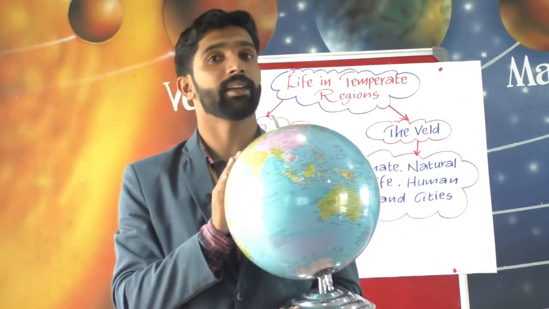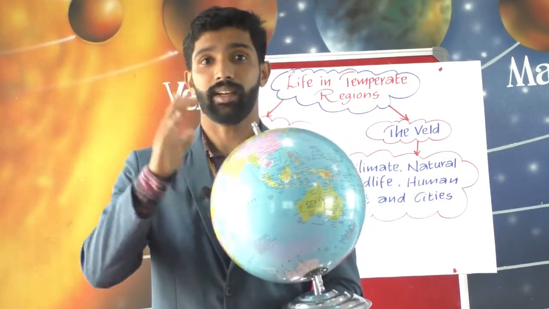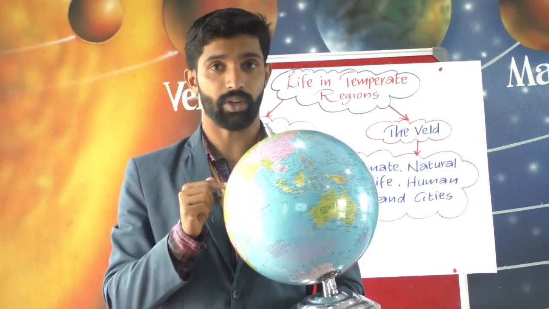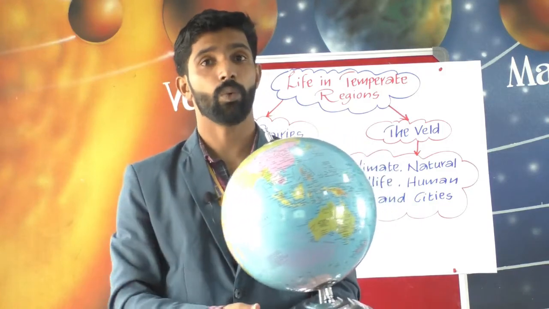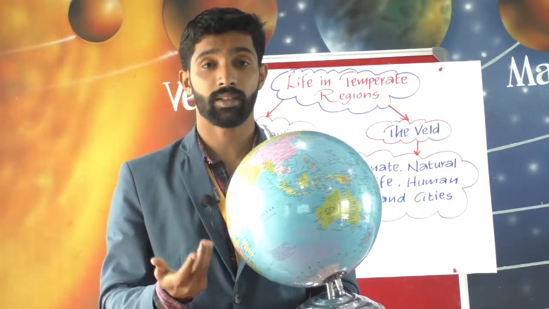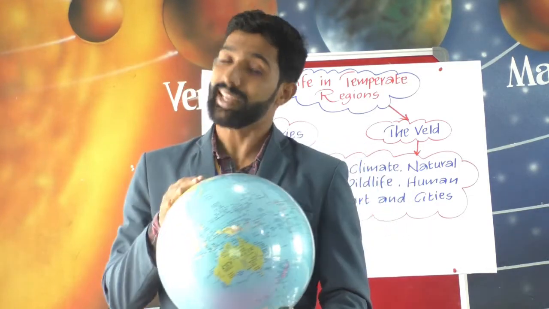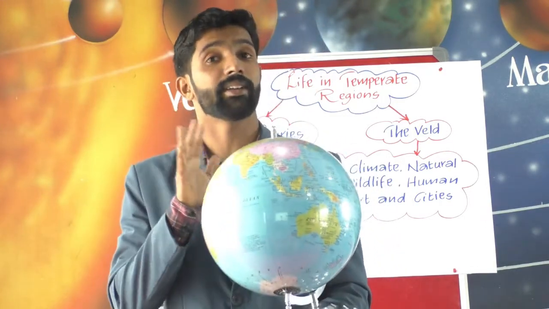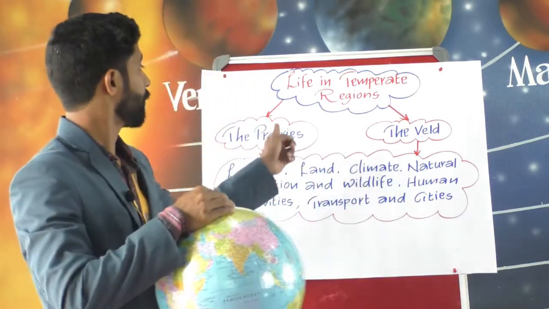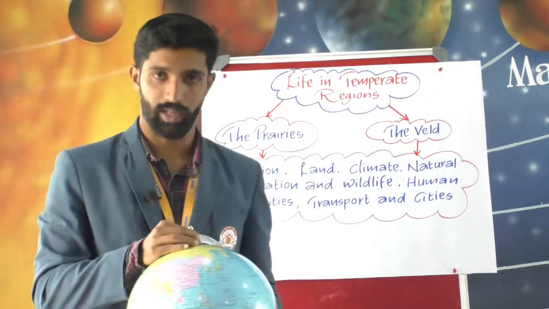So these temperate grasslands are known by different names in different areas. In North America, they are known as prairies, in South America as pampas, in Eurasia as steppes, in South Africa as veldt, and in Australia as downs. So in this lesson you will learn about the physical environment and the human activities of two temperate grasslands, that is prairies and the veldt.